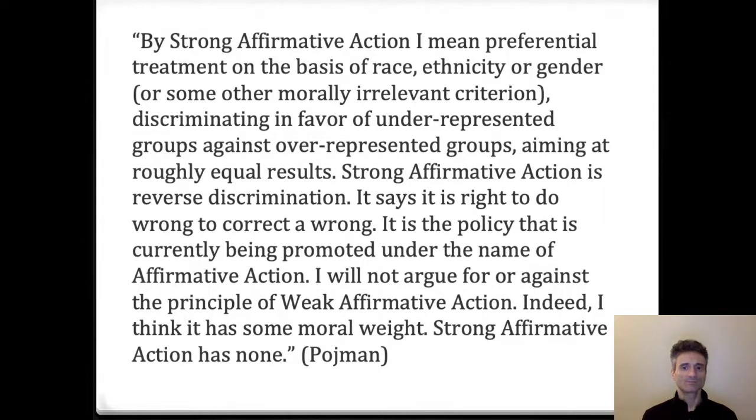Unfortunately, it is the policy that is currently being promoted under the name of affirmative action. So right now in the United States, when you hear affirmative action, what they really mean is strong affirmative action, which is, again, the policy of preferential hiring. Hiring who? Hiring individuals that are underrepresented, okay? And this sounds good, but as you will see, it's not good because it's a form of discrimination.